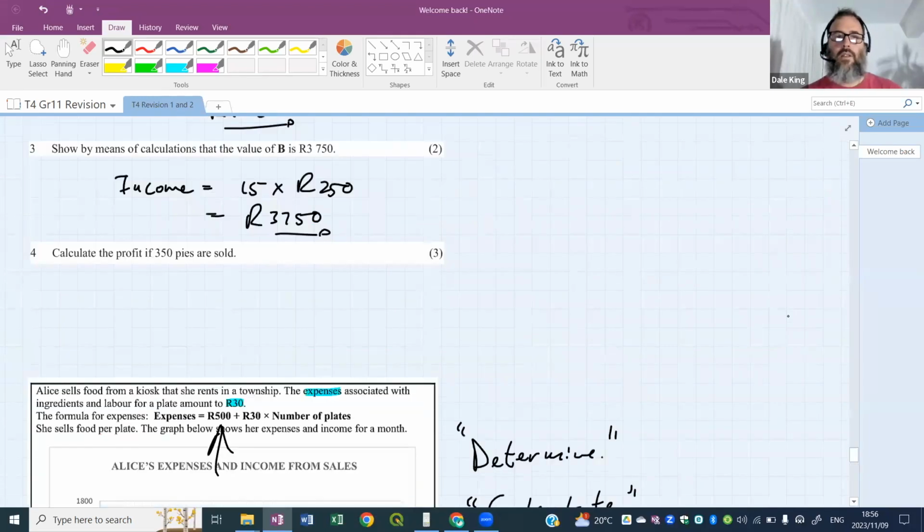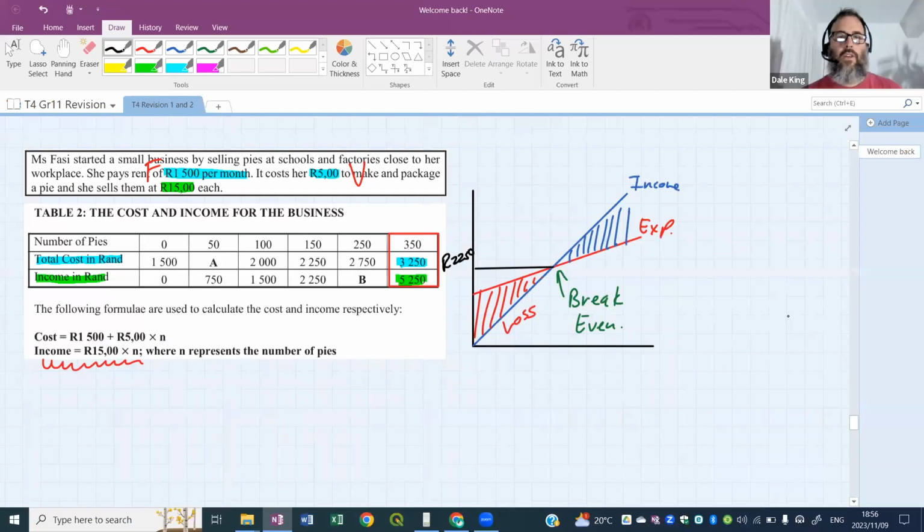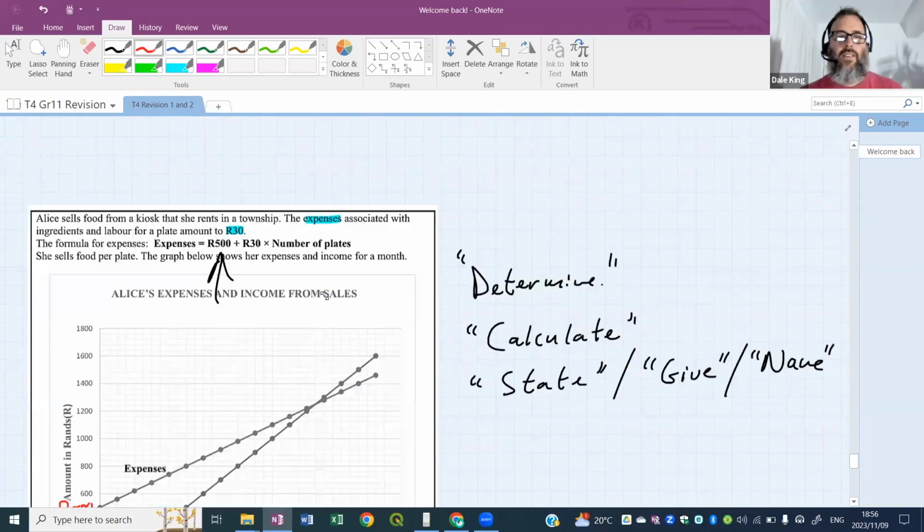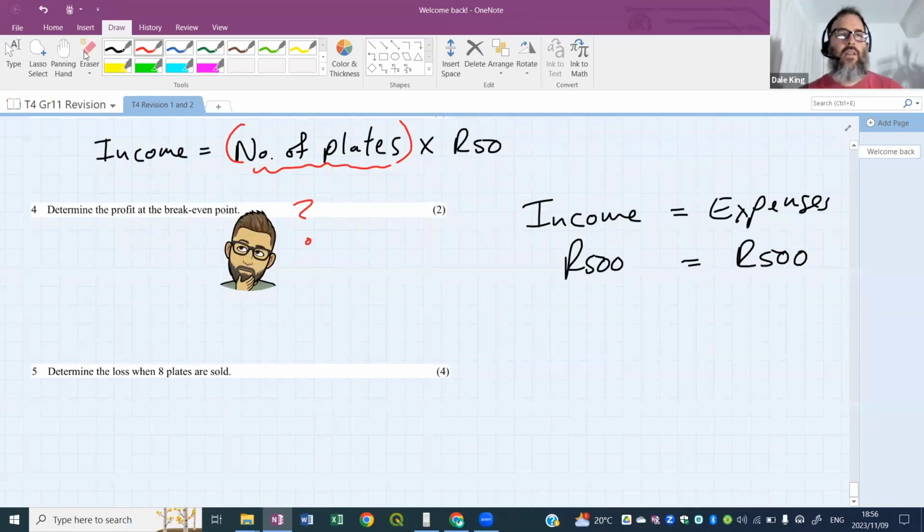Remember the table here at the top? Look at this table here. How much profit has been made here in this table? There is no profit there. The numbers are the same. Yeah, 0. Absolutely. So determine the profit at break-even point.